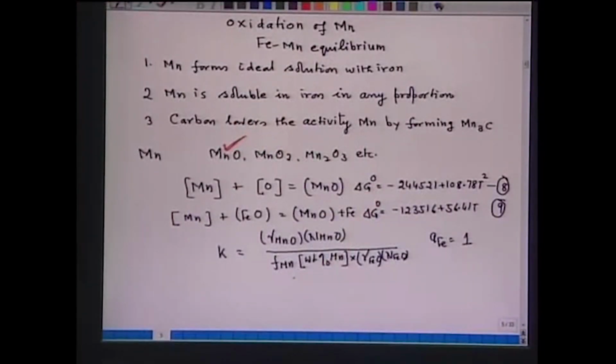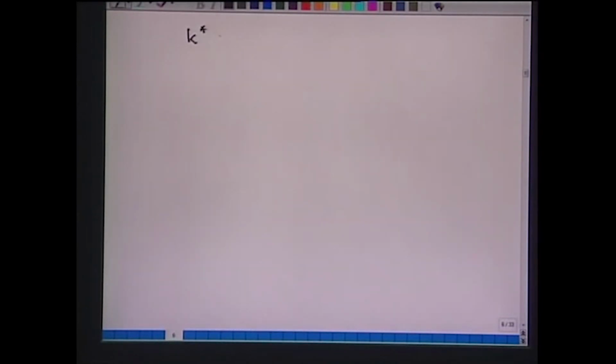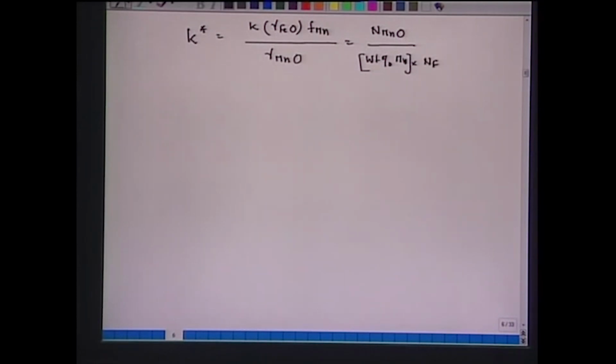Now, we group all the terms which correspond to the activity coefficient of a component or of an element, and then we write down the value as K star, that is equal to K into gamma FeO into Fmn upon gamma MnO, that will be equal to N MnO upon weight% Mn into N FeO, and let us call this equation number 11.